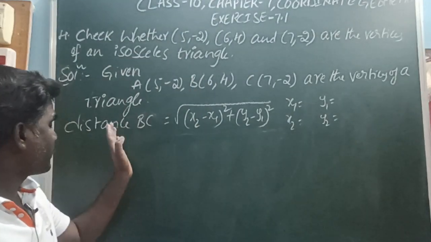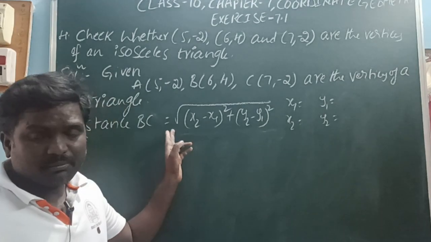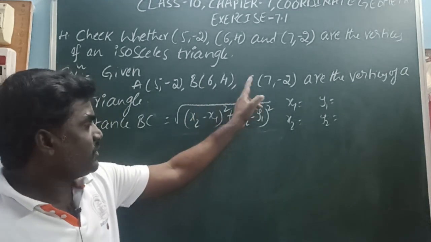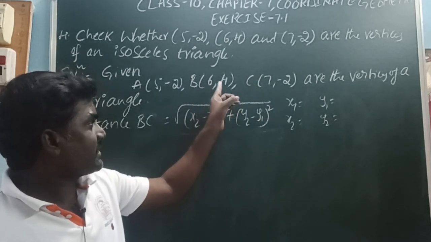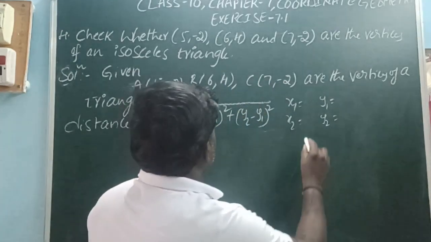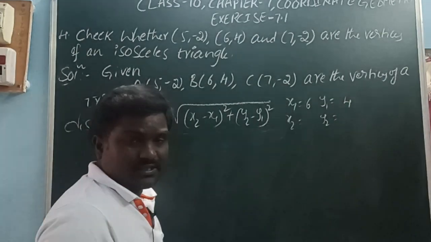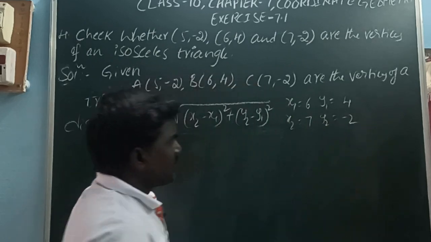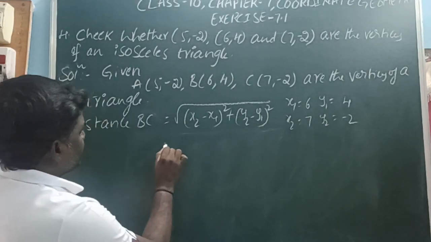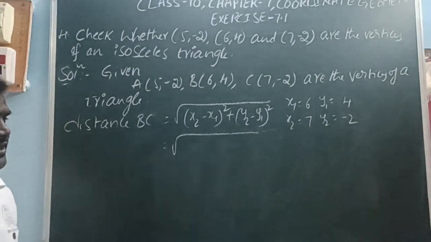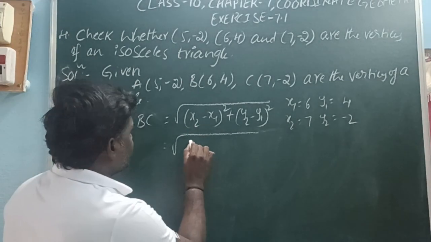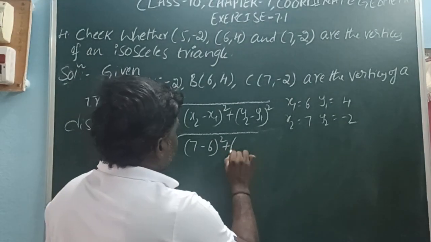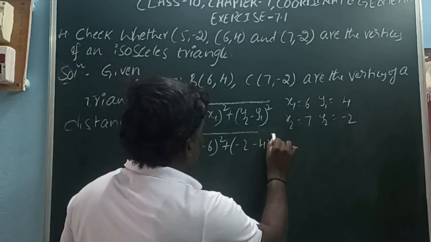Next, the distance BC, what is the formula? Square root of (x2 minus x1) whole square plus (y2 minus y1) whole square. So in these 2 points, B (6, 4), C (7, -2), x1 is 6, y1 is 4, x2 is 7, y2 is -2. So that is square root of (7 minus 6) whole square plus (-2 minus 4) whole square.